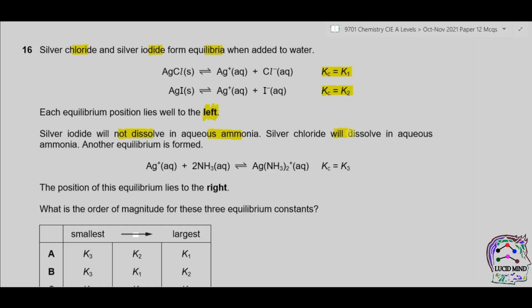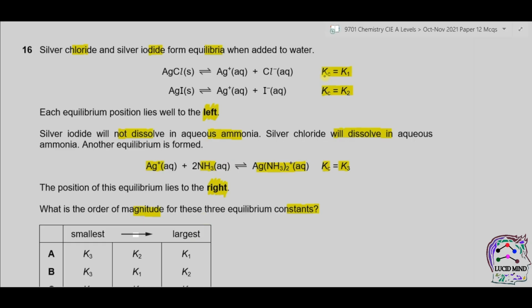Silver chloride will dissolve in aqueous ammonia. Another equilibrium is formed. Now silver reacts with ammonia to form this aqueous ion. Now this Kc is represented by K3. The position of this equilibrium lies to the right. It means that this is more soluble as more ions will be formed. What is the order of magnitude for these three equilibrium constants?